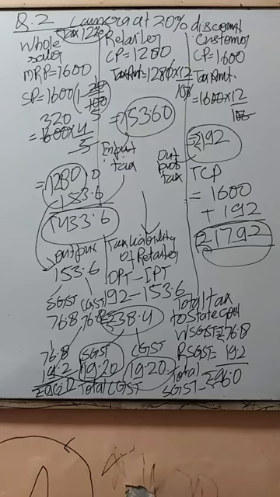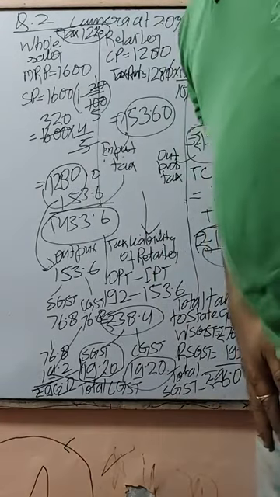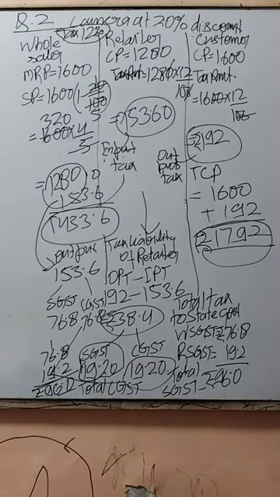What else? The amount at which the consumer bought the camera. That is 1792 rupees. You get it? So you have done all the questions? Yes. Okay.